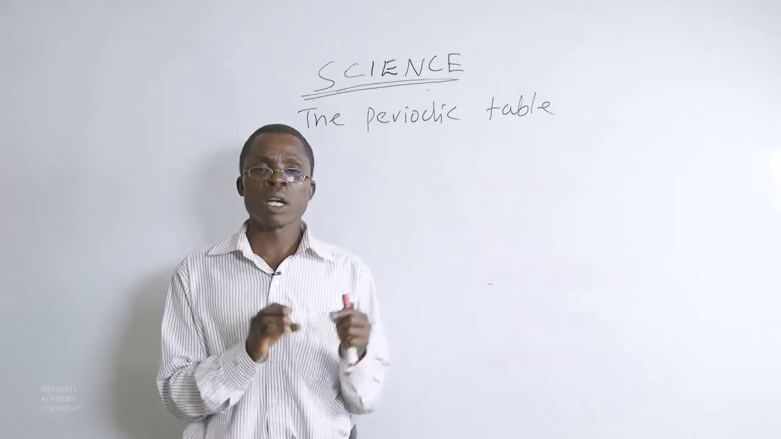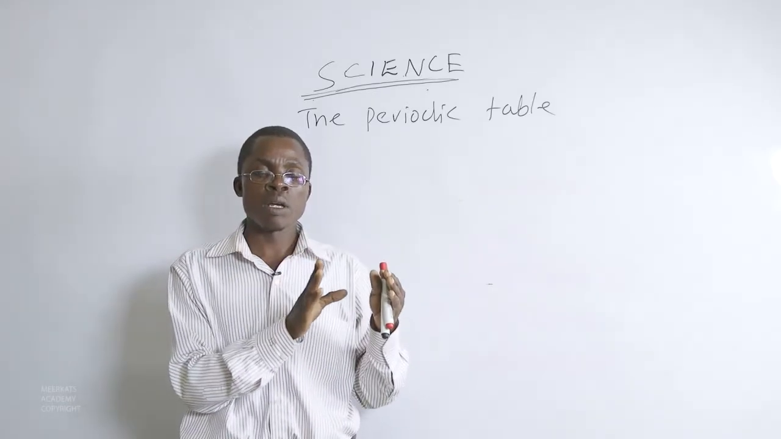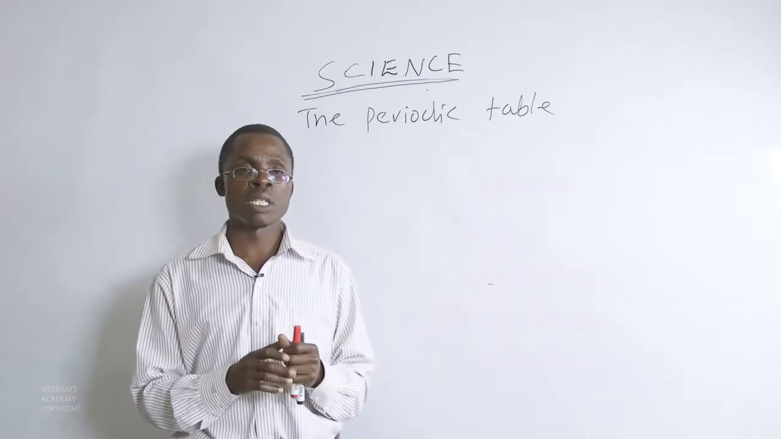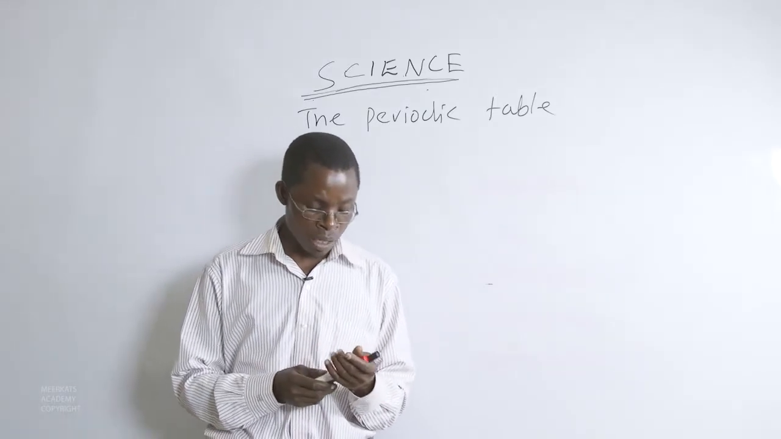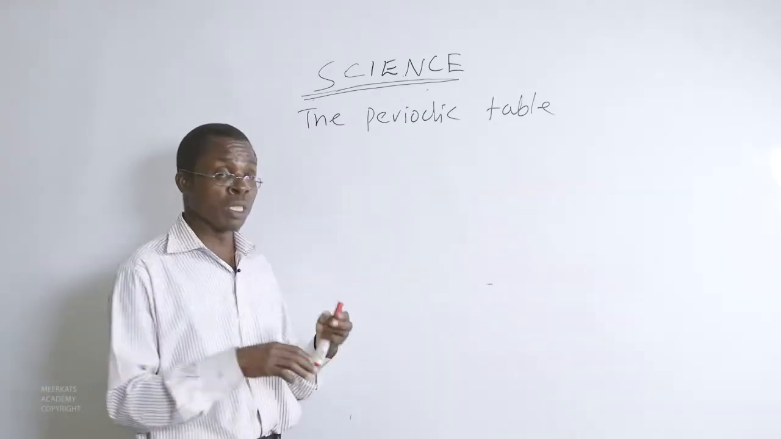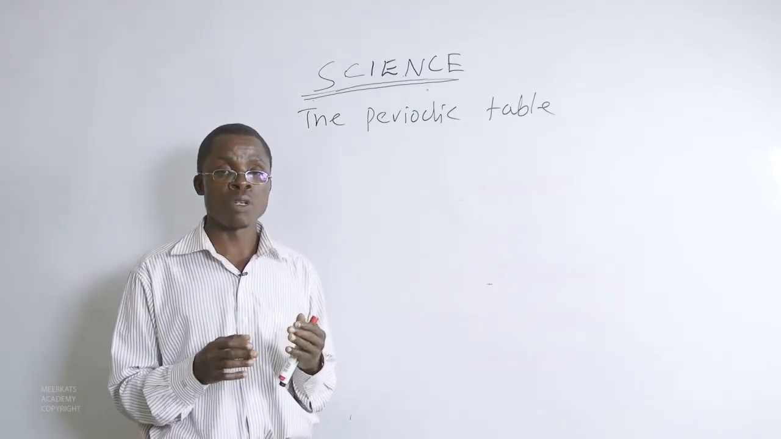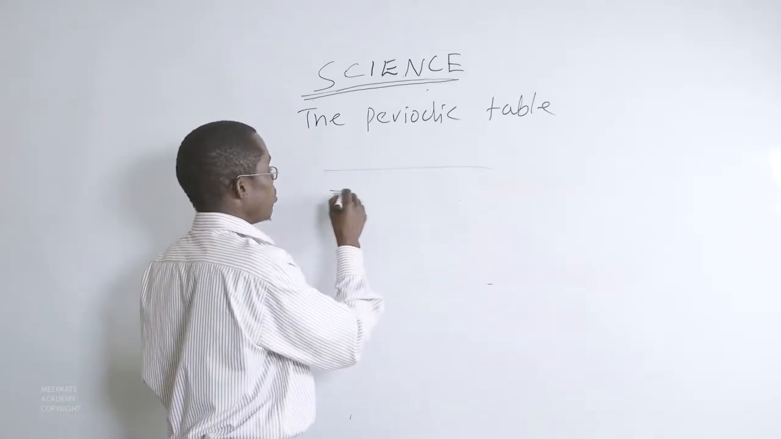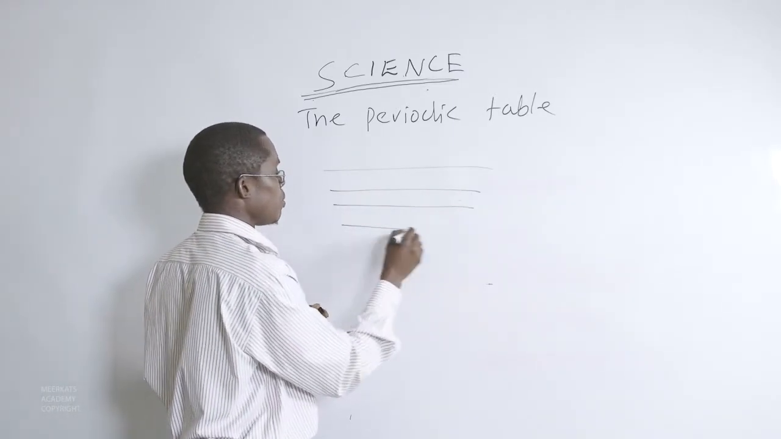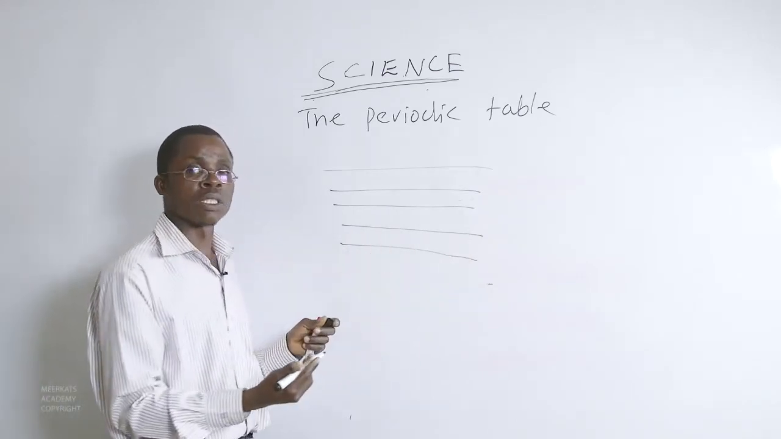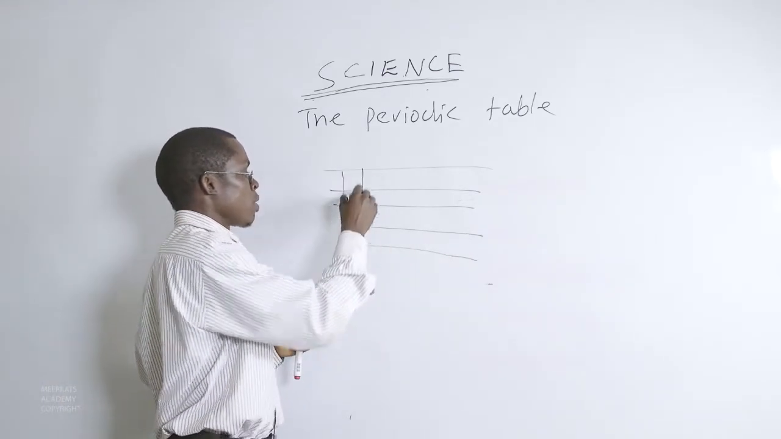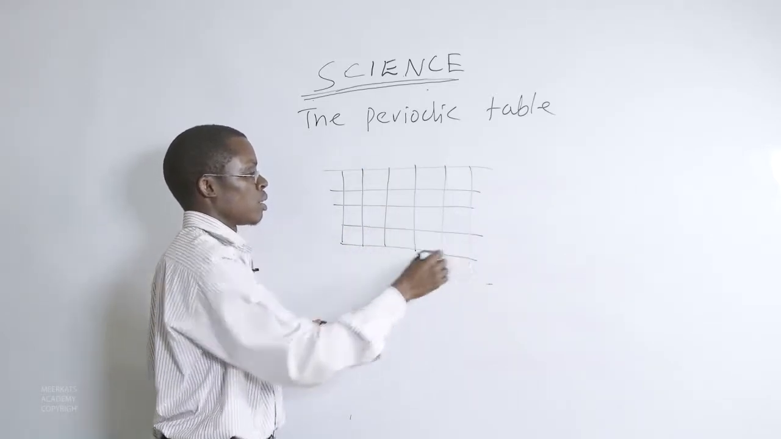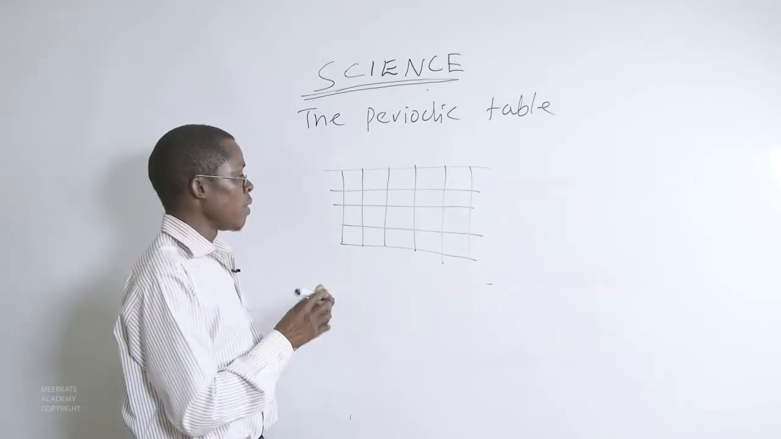Those that have similar characteristics be put in one particular point, and those that are different be obviously placed in a different category. So he came up with, which is still being done up to today, a table where you will have horizontal rows and vertical columns.